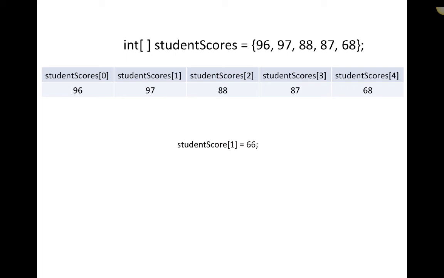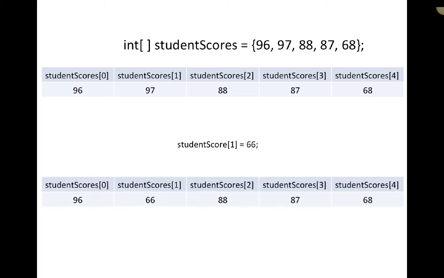After you initialize an array using a list, you can still change the value inside of an element. So for example, if I want student score at position 1 to be 66 instead of 97, I can just call student score, call the subscript, and assign it a new value. And that will make my array look like this instead, where 66 is now in the place at student score at subscript 1.